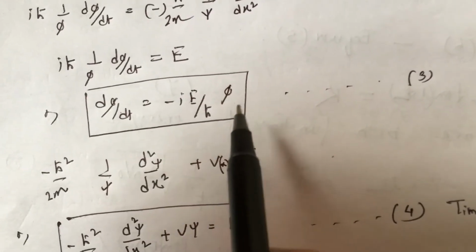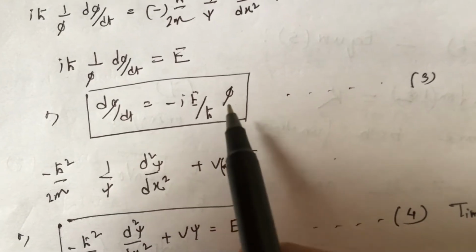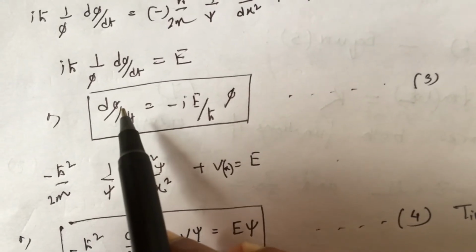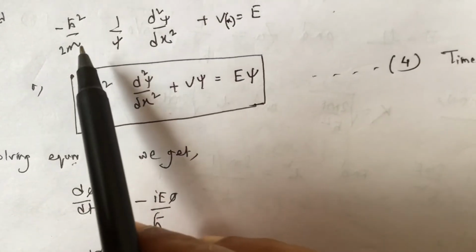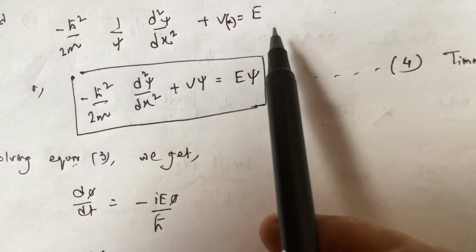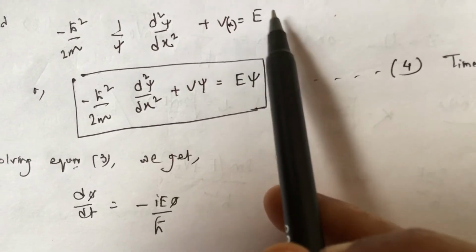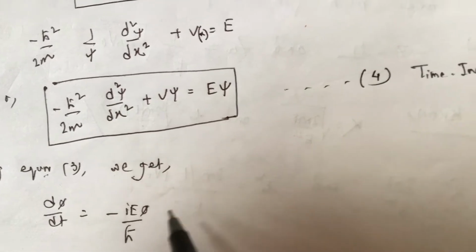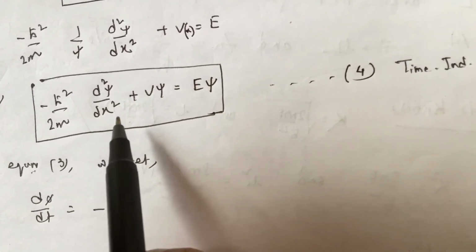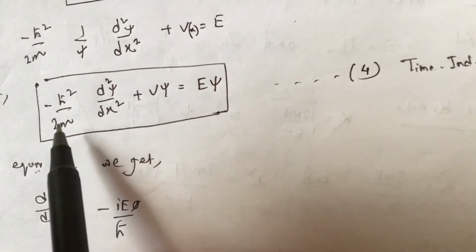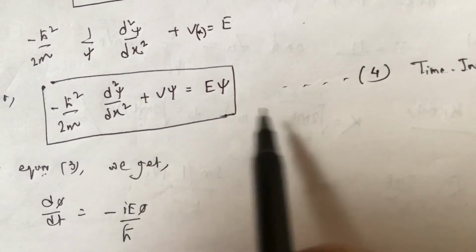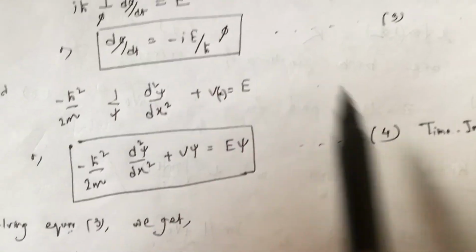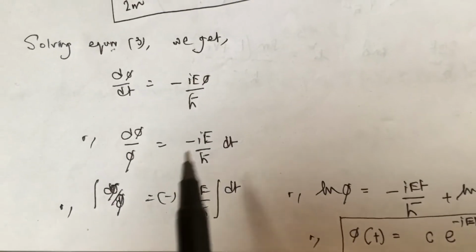If I solve it, I will get the wave function phi, and similarly the right hand side is like this after equating with the constant E. So I am getting equation 4, and this is the time independent Schrödinger equation. There is no time factor in equation 4 anywhere. Now I am going to solve equation 3. That is quite easy.